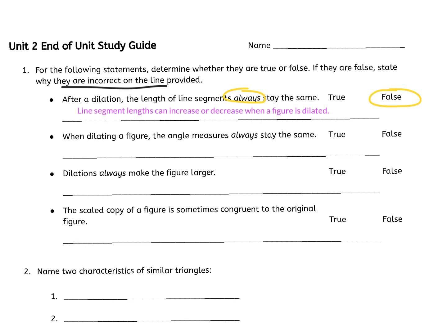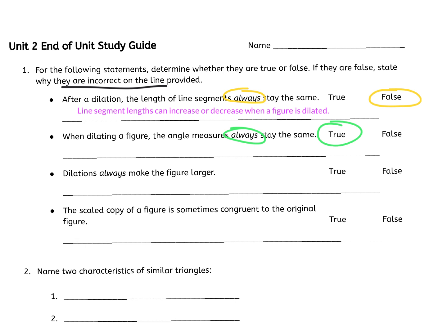The second bullet point reads, when dilating a figure, the angle measures always stay the same. This would be true. The angle measures inside a dilated figure always do stay the same. They're congruent.